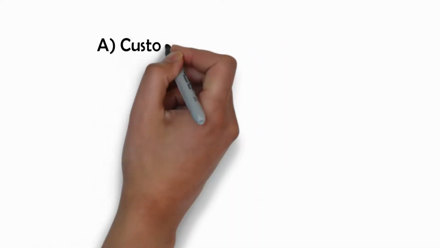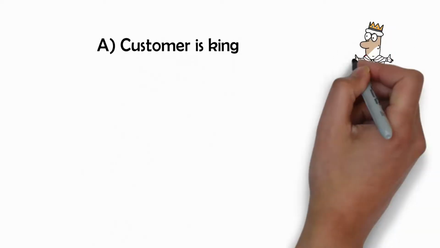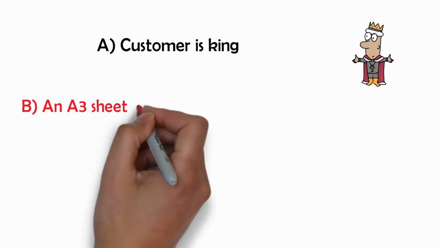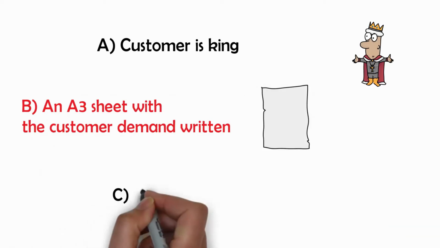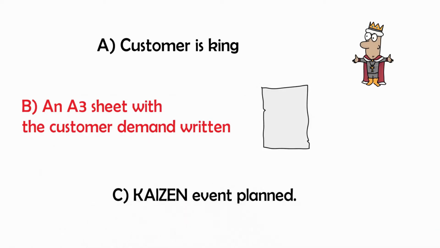Okay, after this video, you should have: A. Understood that the customer is king. B. An A3 sheet with the customer demand written. C. One survey about the customer demand performed and eventually a Kaizen event planned.